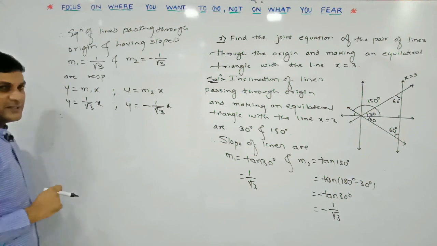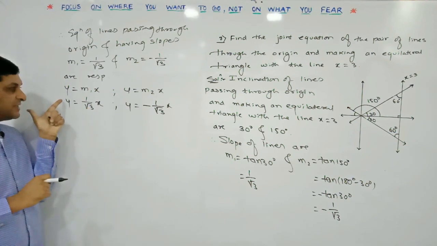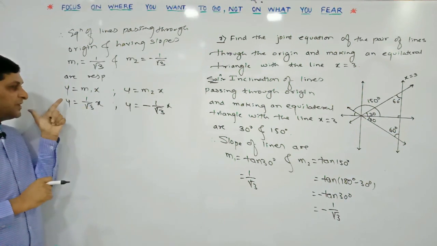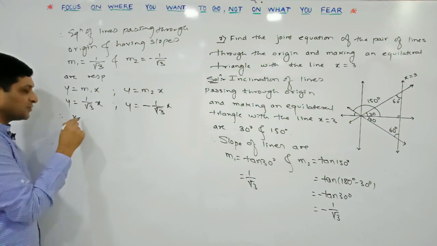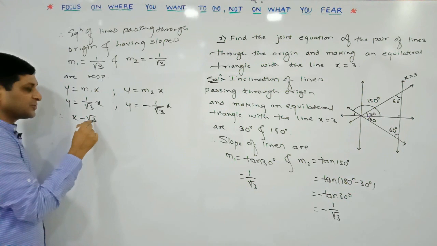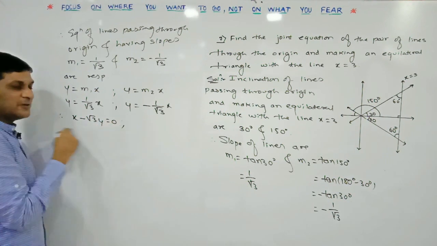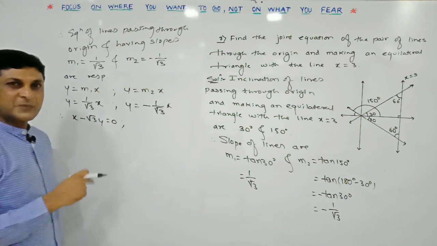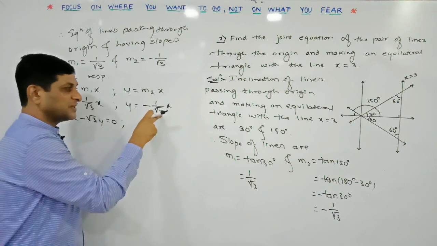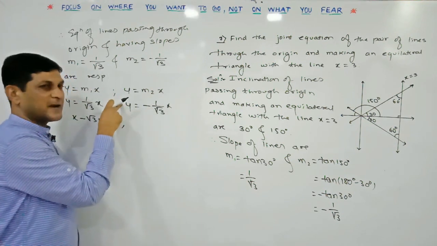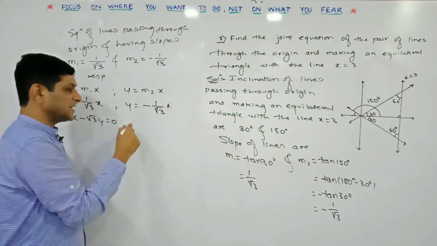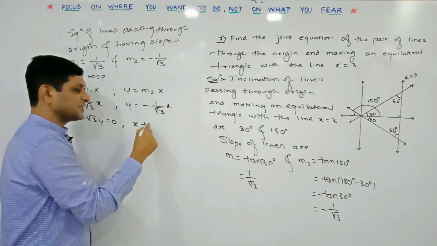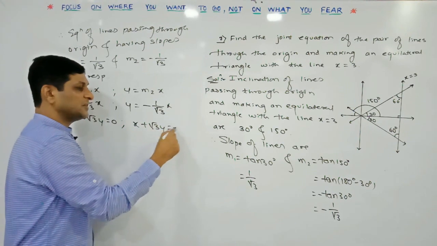So we are simplifying these equations. Root 3 on this side will get multiplied. So root 3 into y is root 3y, and root 3y on this side will become minus root 3y. Means x minus root 3y is equal to 0 will be the first equation of the line. Now try to find the second equation. Here also root 3 will get multiplied on this side. Root 3 into y is root 3y, and minus x on this side will become plus x. Means x plus root 3y is equal to 0.